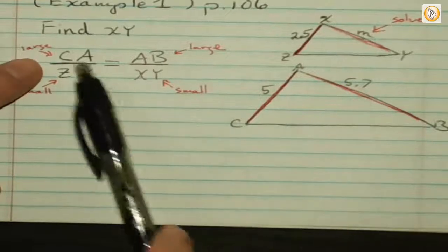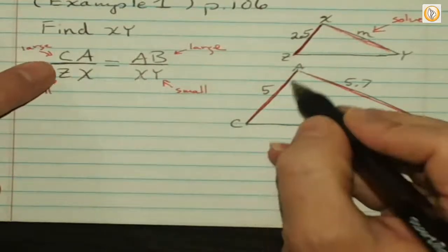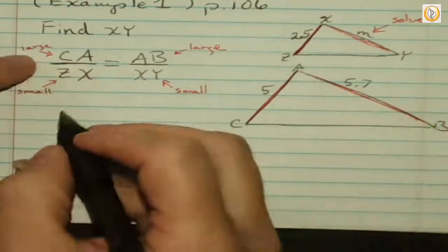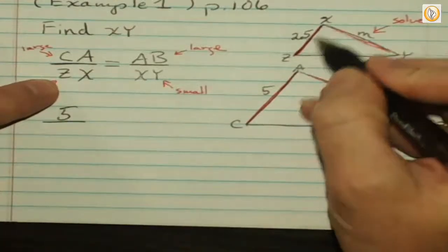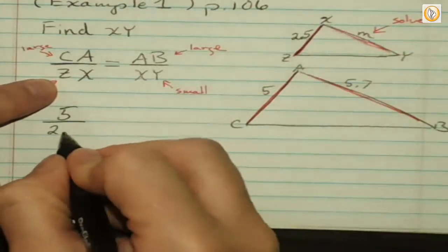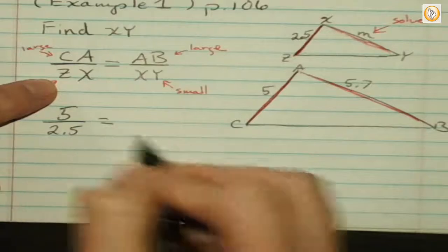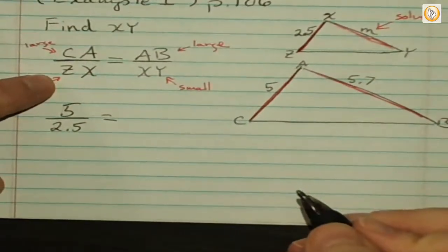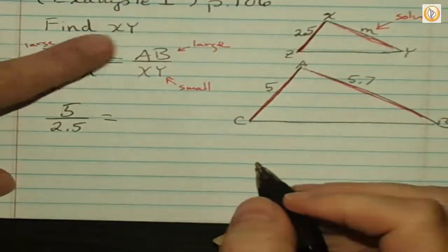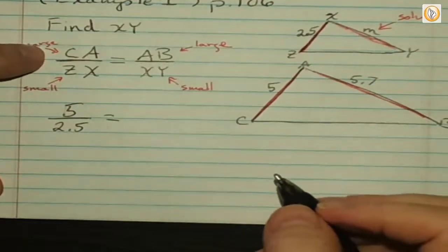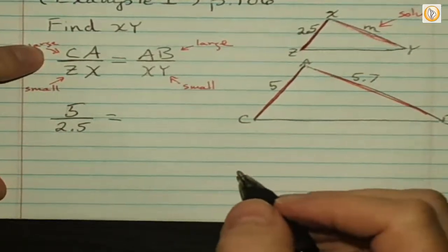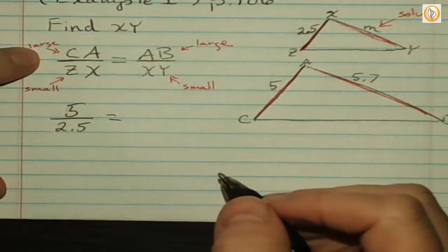So then all we do is plug in the numbers. Side CA is 5. ZX is 2.5. Y'all see that? So Matthew, you're keeping it the same, but just changing it to numbers. Yep, now I'm plugging in the actual measurements.